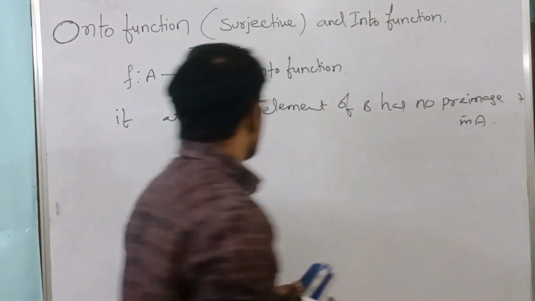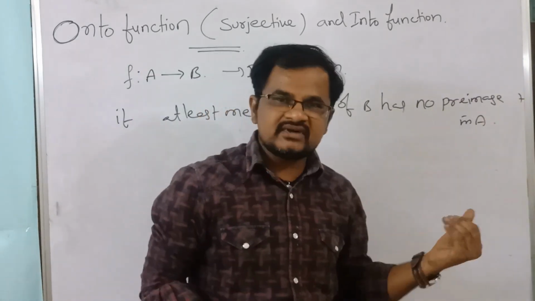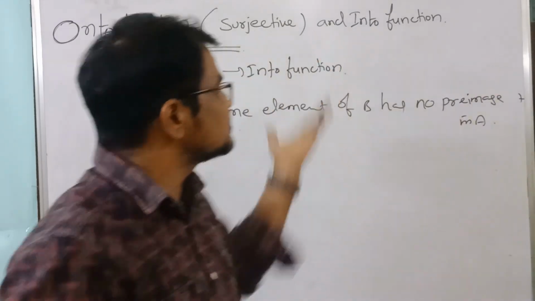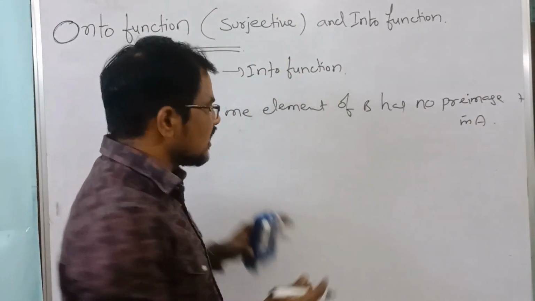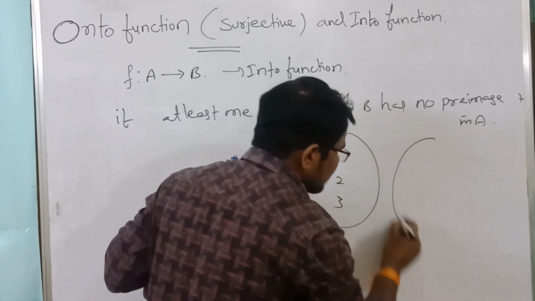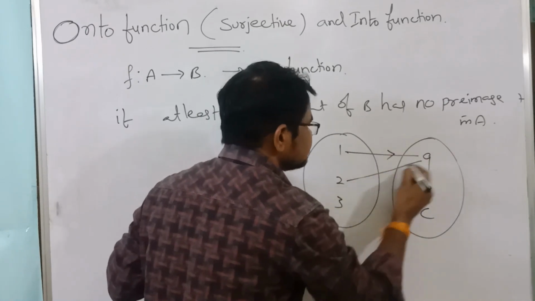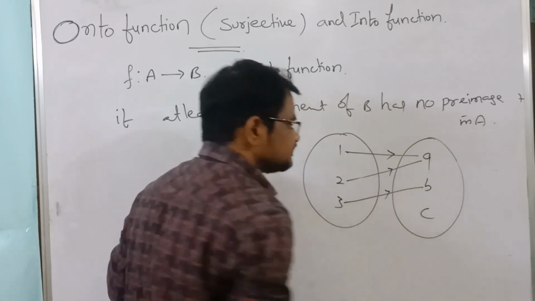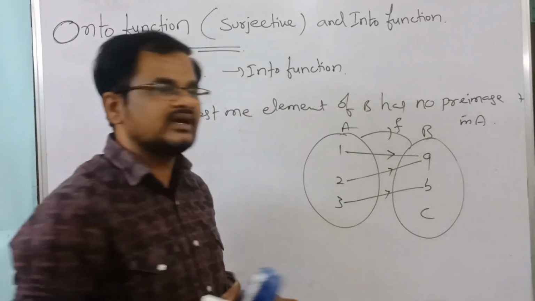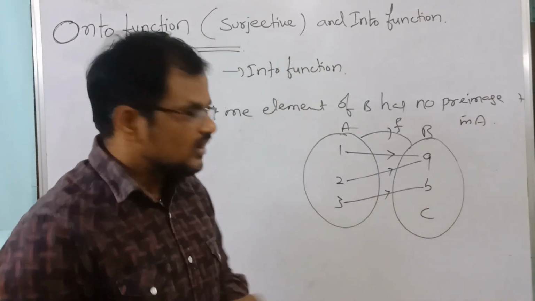in A. At least one element of B has what? No pre-image. Otherwise, if codomain is not equal to range, then it is what? Into function. A function which is not onto is called what? Into function only. Means 1, 2, 3 is there. Here A, B, C is there. Like this. Here this is A and this is B, and the function is mapping from A to B. What is the codomain? Codomain is A, B, C. And what is the range?